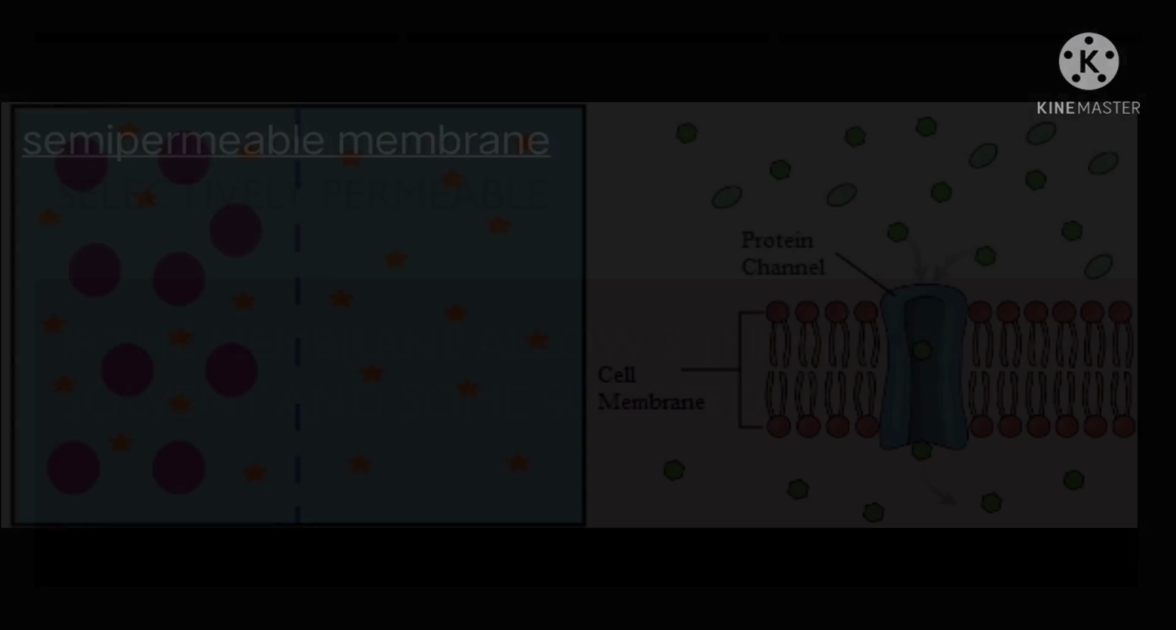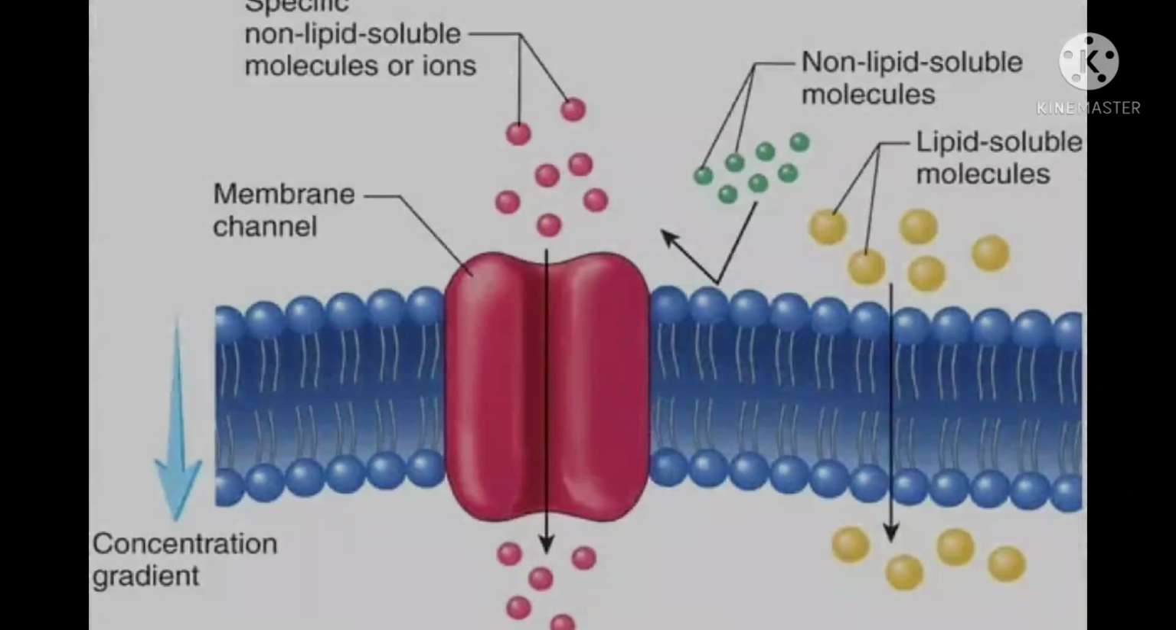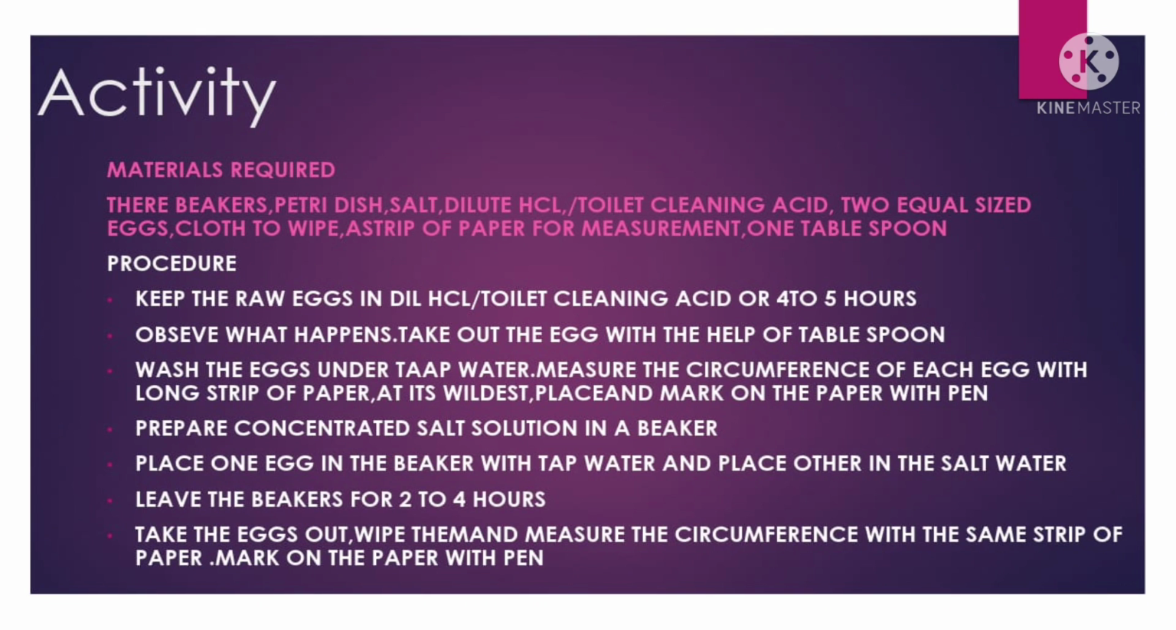You already learned about the animal cell. Now let us do another activity to understand the movement of water in animals. We need some materials: 3 beakers, petri dish, salt, dilute HCl, 2 equal sized raw eggs, cloth to wipe, a strip of paper for measurement, 1 tablespoon. Procedure: keep the raw egg in dilute HCl or toilet cleaning acid for 4 to 5 hours.